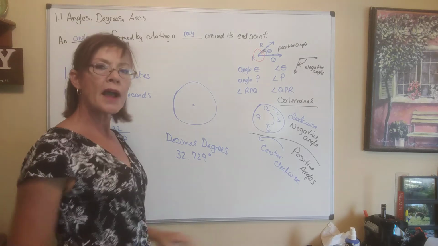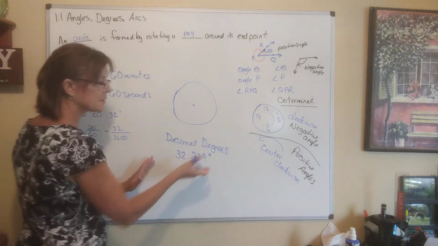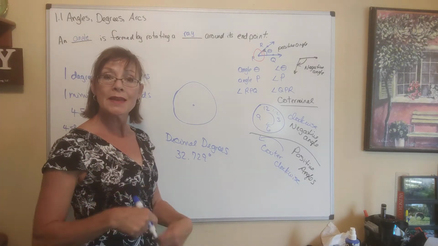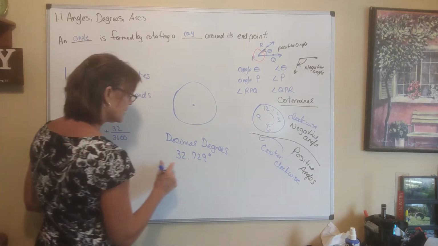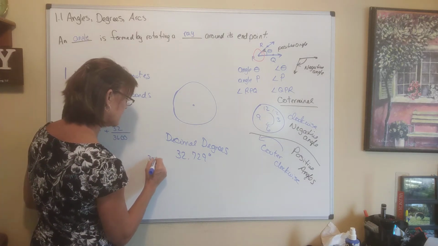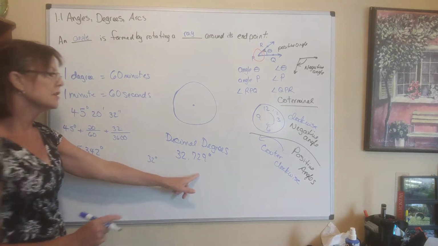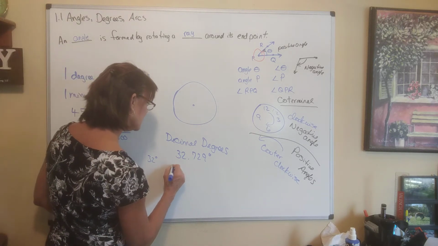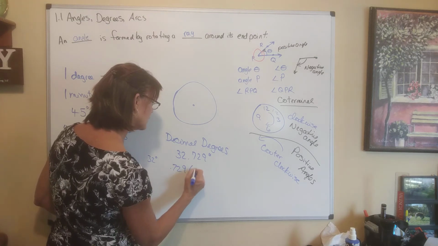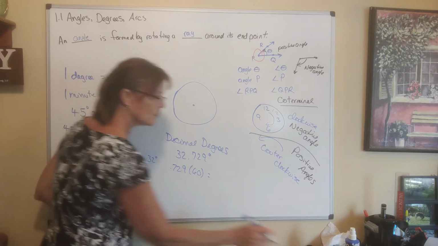If I want to go backwards, if I'm given decimal degrees and I want to convert it into minutes and seconds, this is what you'll do. The 32 stays alone. This is the degree part, just like this 45 was. Then you would take 0.729 and multiply it by 60.